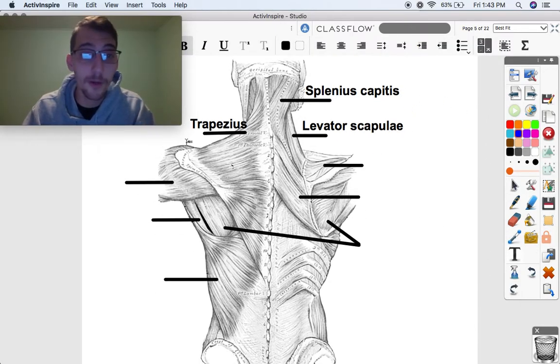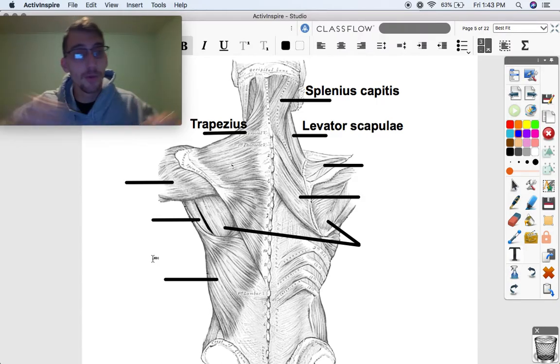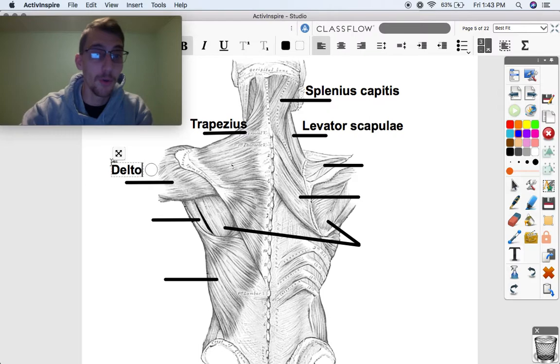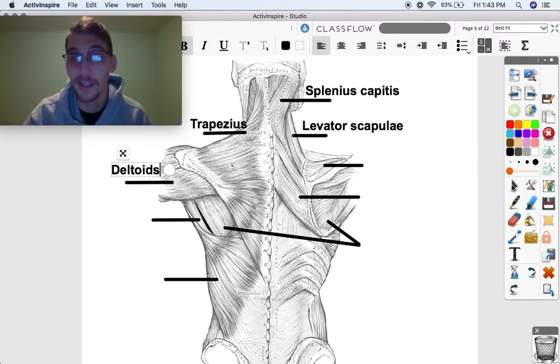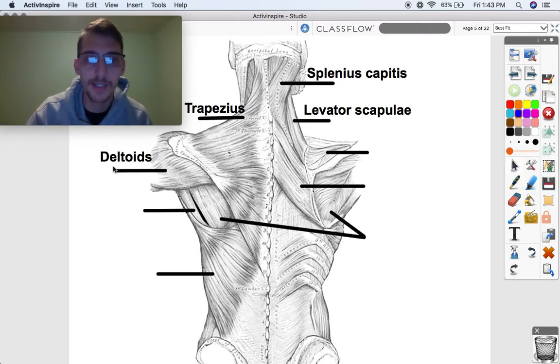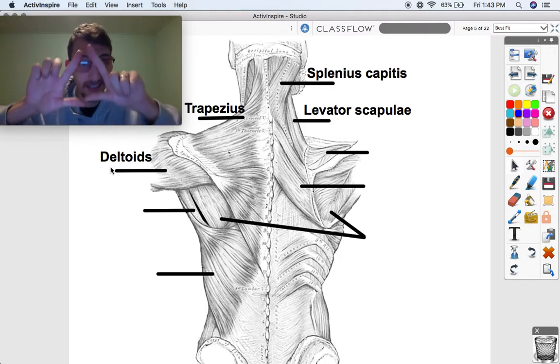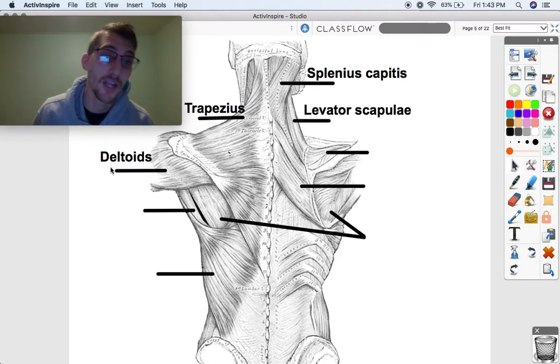You might be familiar with this one over here, the ones that make up your shoulders. You work them out when you do shoulder presses. These are called your deltoids. You might have just heard of them as your delts before. And why are they called deltoids? Well, because the Greek letter delta is a triangle. So the deltoids are shaped like triangles. Let's keep it going over here.